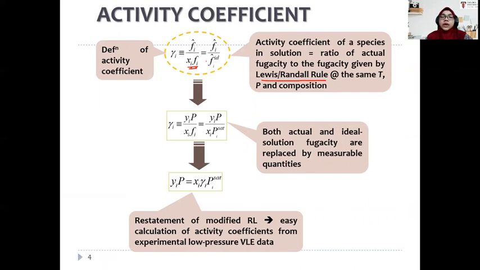The fugacity in the ideal solution and also the fugacity in the solution can be replaced by the modified Raoult's law. So the activity coefficient is equal to the vapor phase over the liquid phase.